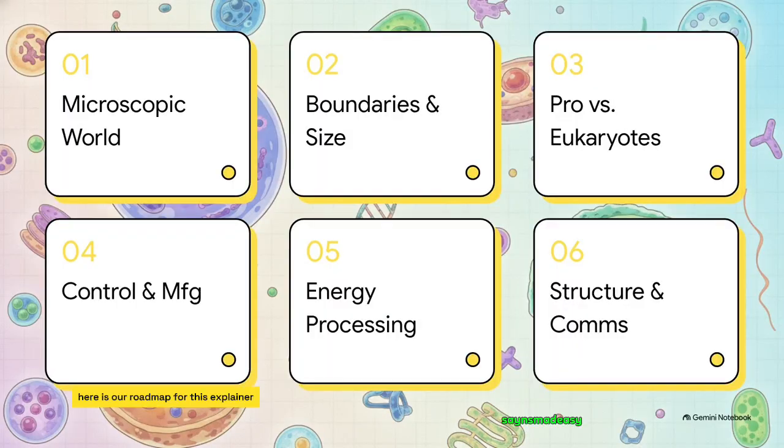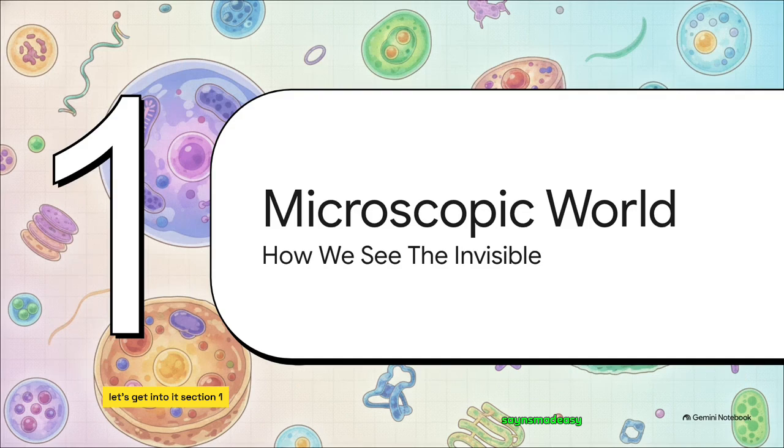Here is our roadmap for this explainer. First, revealing the microscopic world, followed by boundaries and cell size. Then, prokaryotes versus eukaryotes, genetic control and manufacturing, energy processing, and finally, structure and communication. Let's get into it. Section 1.